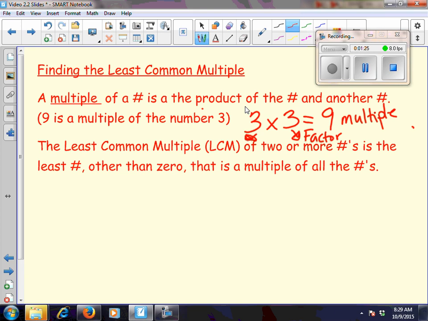Now, the least common multiple of two or more numbers is the least number other than 0 that is a multiple of all the numbers. So let's show an example. Let's look at the numbers 2 and 4.